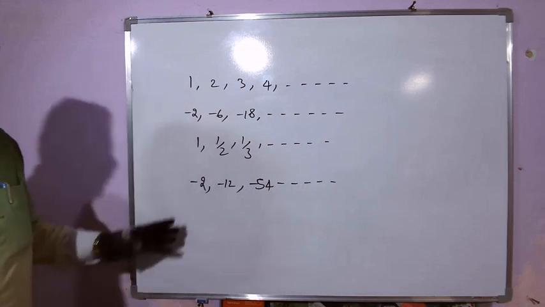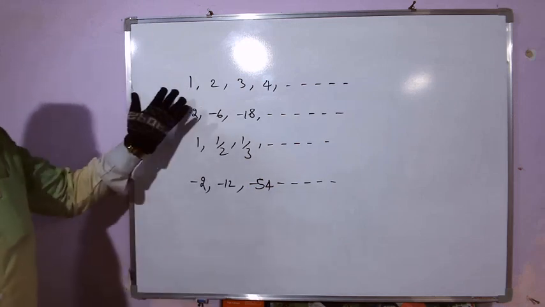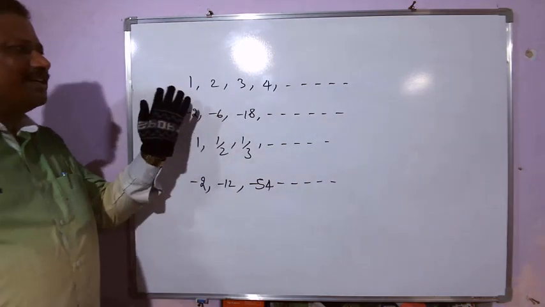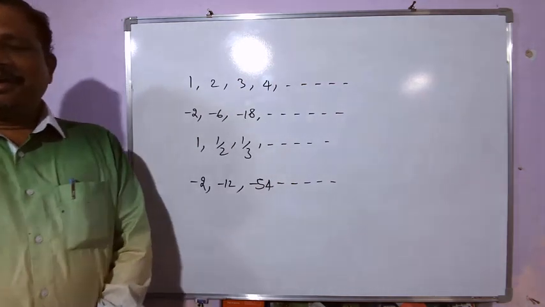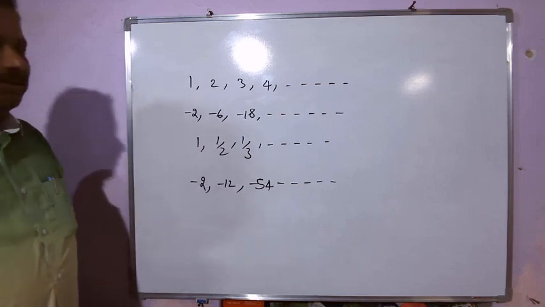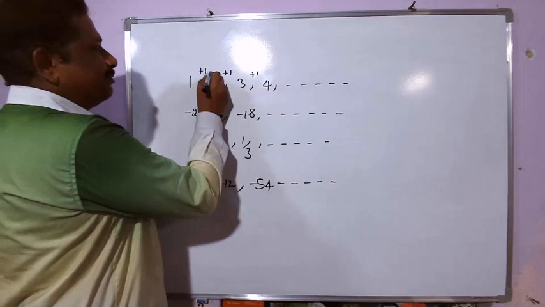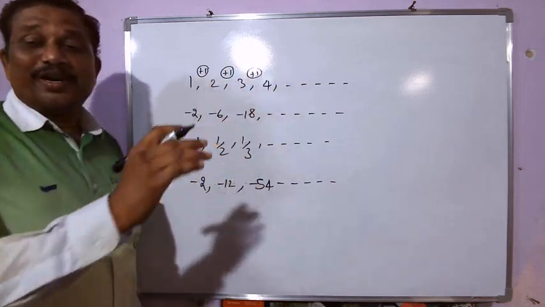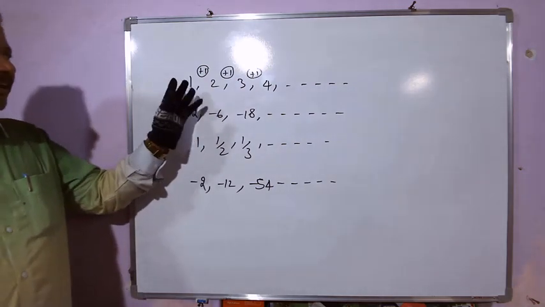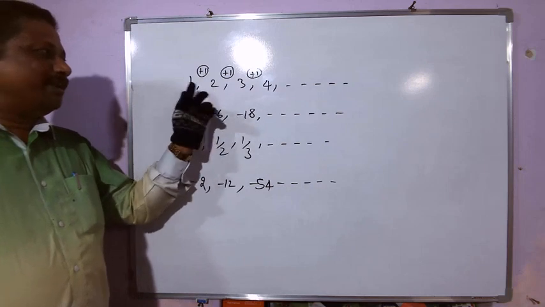What do you observe from these numbers? The first numbers are positive numbers. It follows a certain rule, isn't it? Observe what that rule is. Increasing rule, sir. How much is it increasing? Plus 1 is gradually increasing. Except the first number, the remaining numbers are obtained by adding 1 to the previous number.